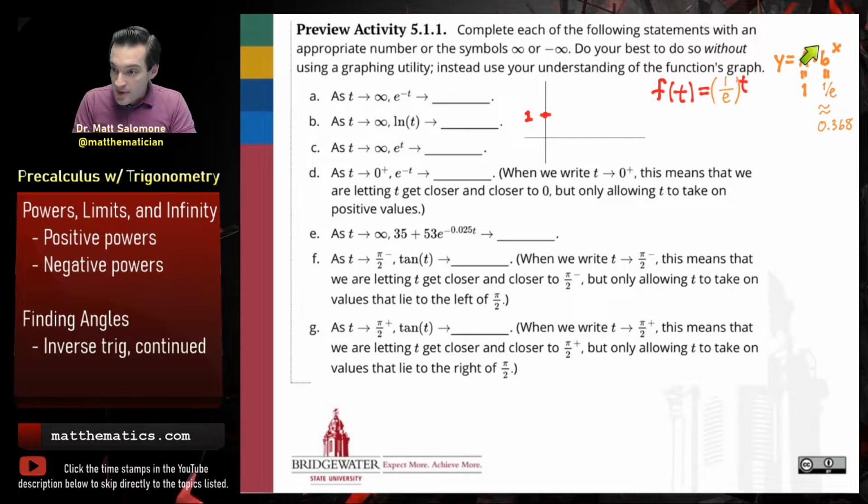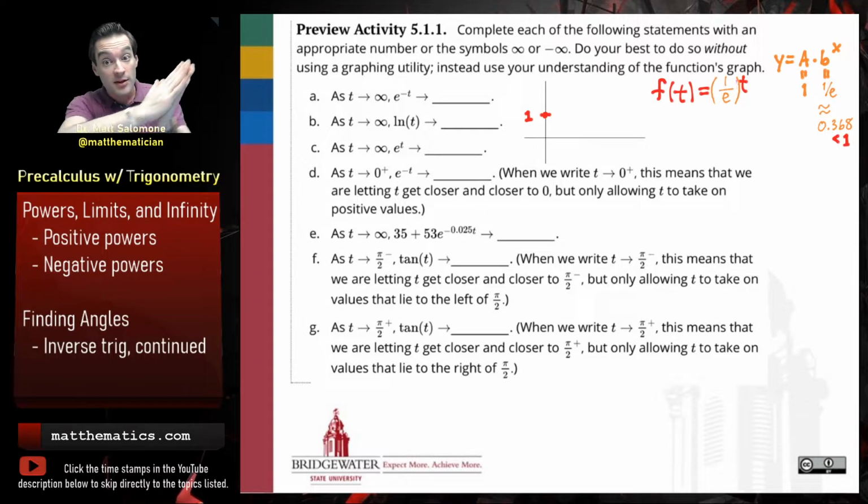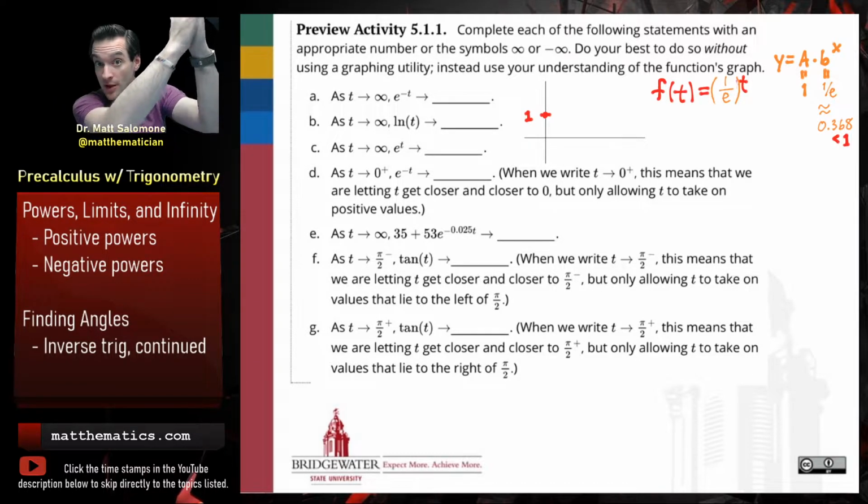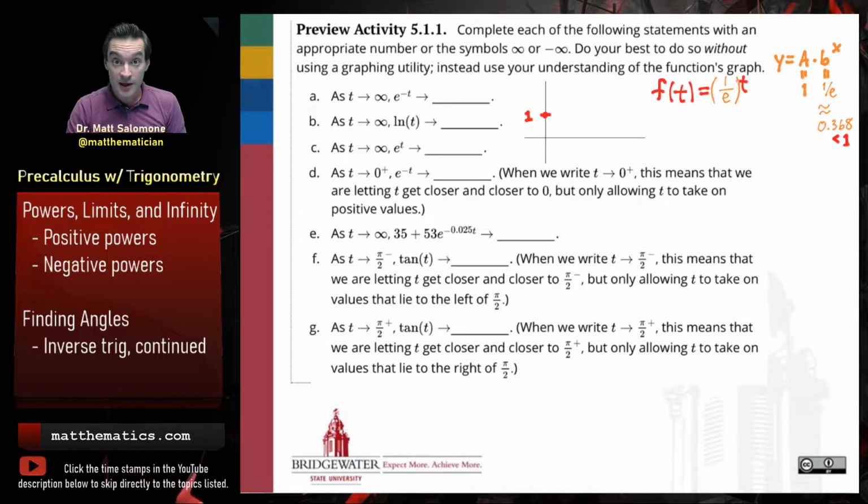And then the value of b tells me the base of my exponential function. And since the value of this base, 0.368, is less than 1, that means that this function is an example of an exponential decay function and not an exponential growth function. So where exponential growth tends to go up without bound as x tends toward positive infinity, exponential decay tends to do the opposite. Right? It tends to decrease down to the x-axis as x tends out to positive infinity. And so we have an example here of exponential decay.